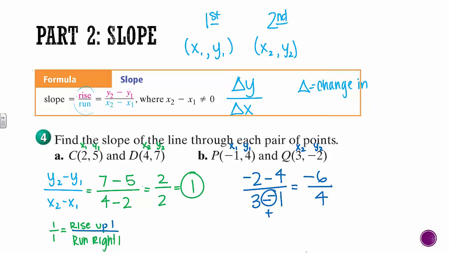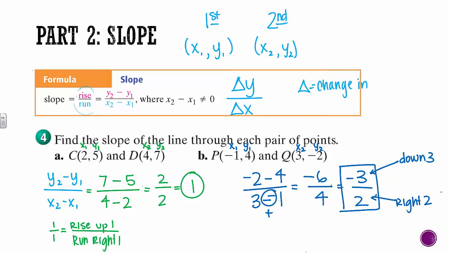And then we like to simplify our fractions. So 2 goes into both of these. So this gives us a slope of negative 3/2. So remember, that means I would go down 3 and I would go right 2 if I was graphing this.